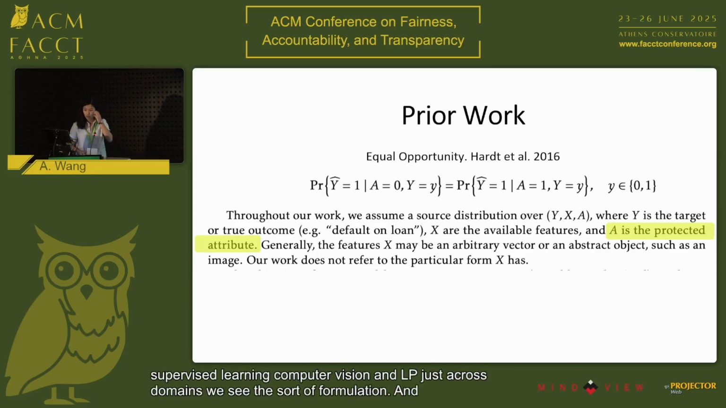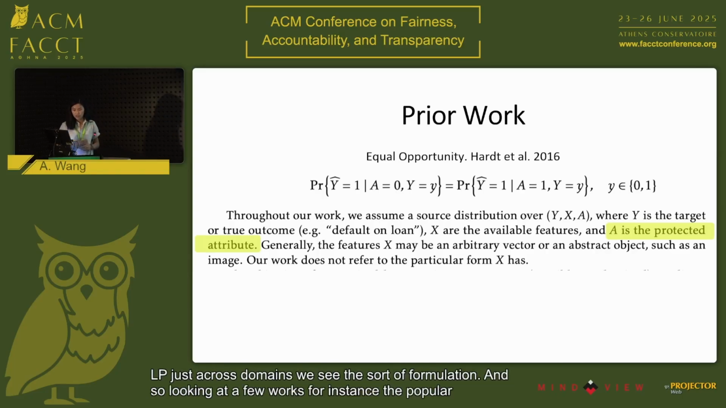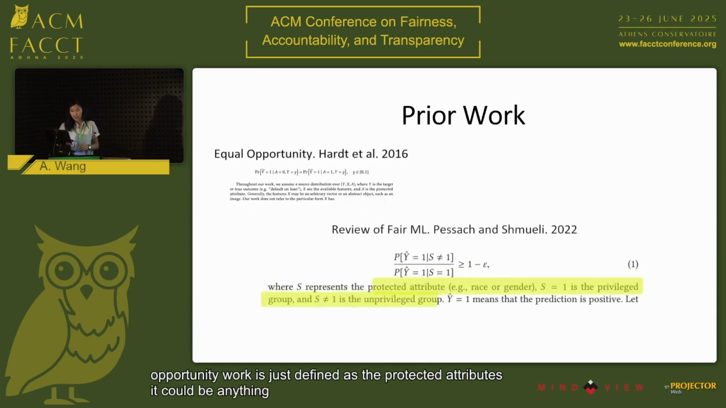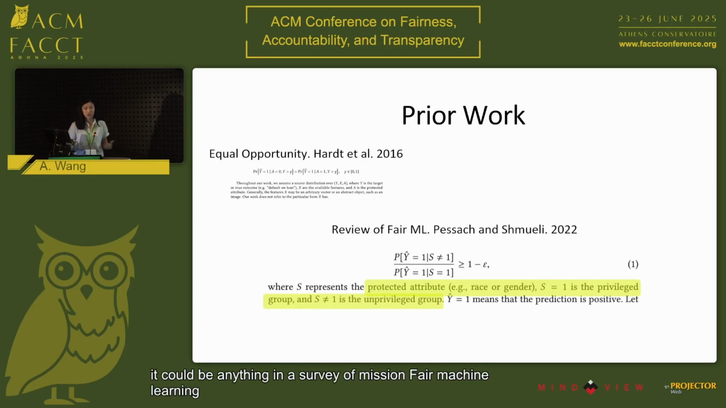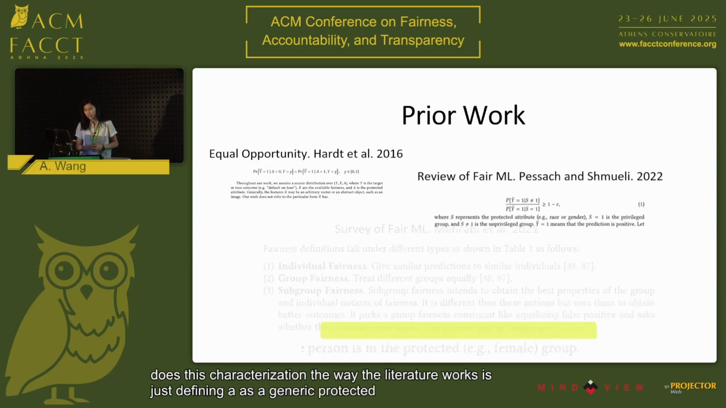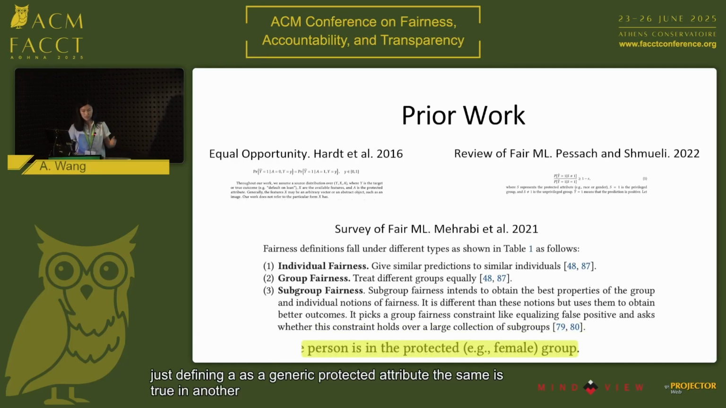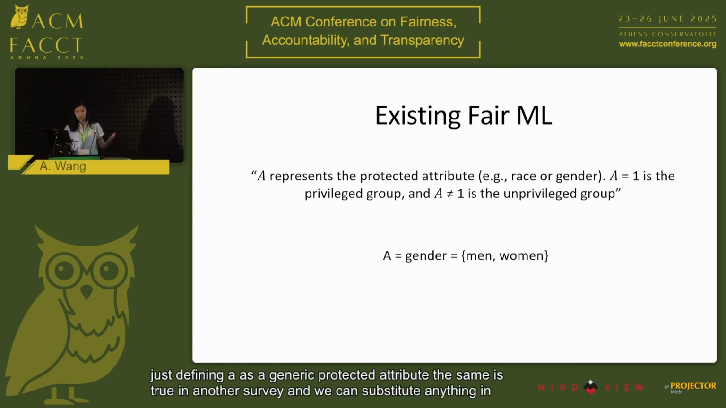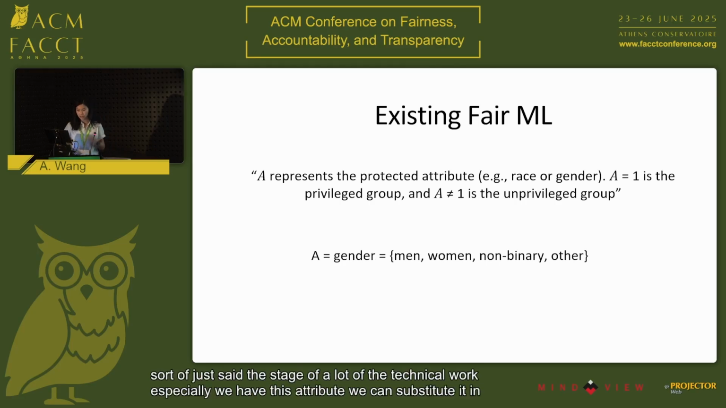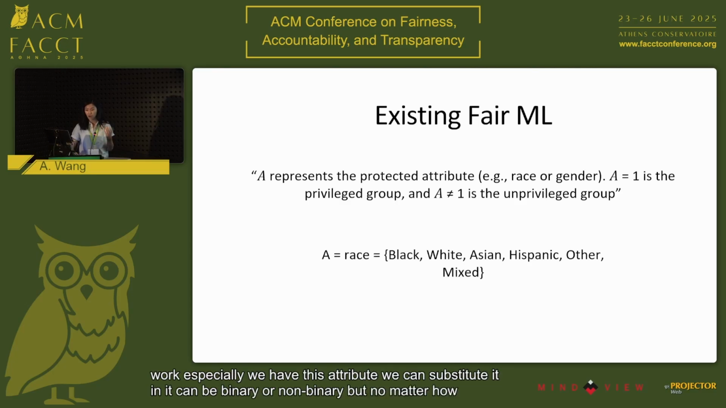Looking at a few works, for instance, the popular equal opportunity work, A is just defined as the protected attribute. It could be anything. In a survey of fair machine learning, again, they describe how prior work also does this characterization. The way the literature works is just defining A as a generic protected attribute. The same is true in another survey, and we can substitute anything in. So just to set the stage of a lot of the technical work especially, we have this attribute, we can substitute it in, it can be binary or non-binary, but no matter how we expand it across dimensions, A is just this abstract variable.